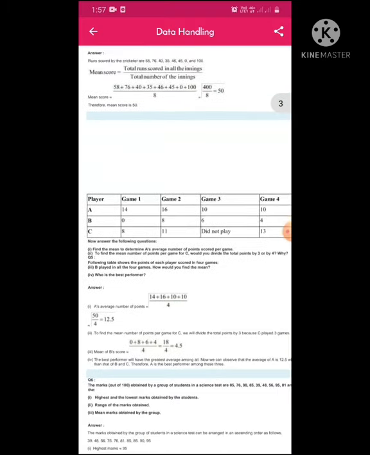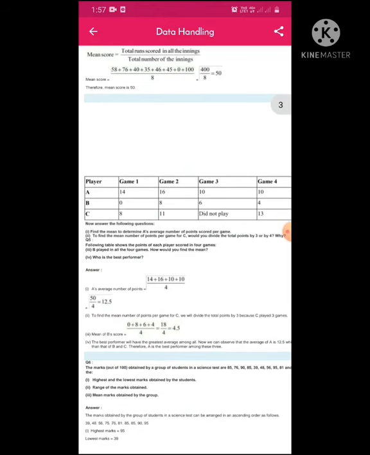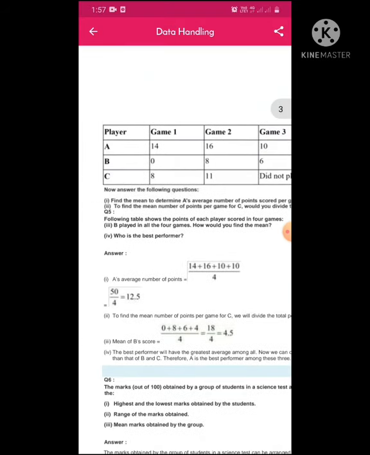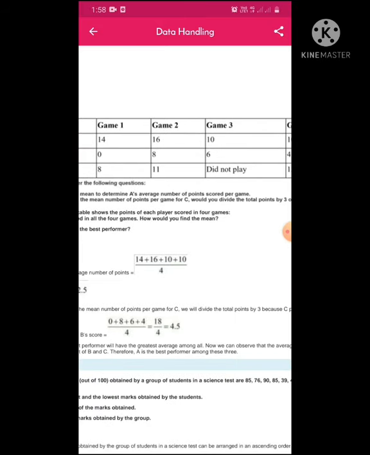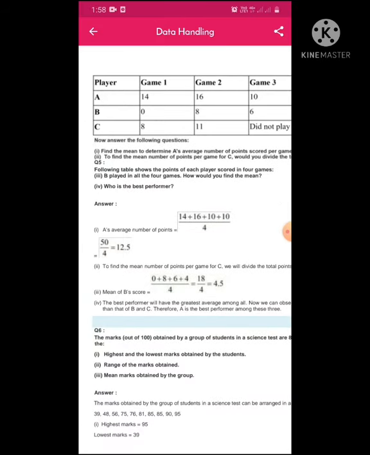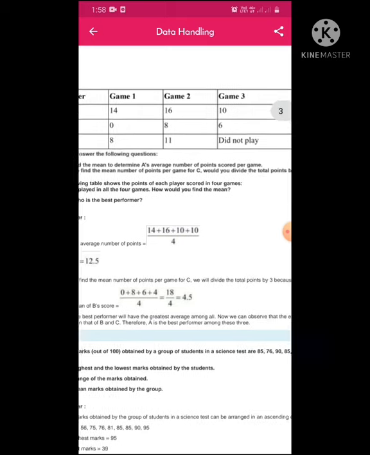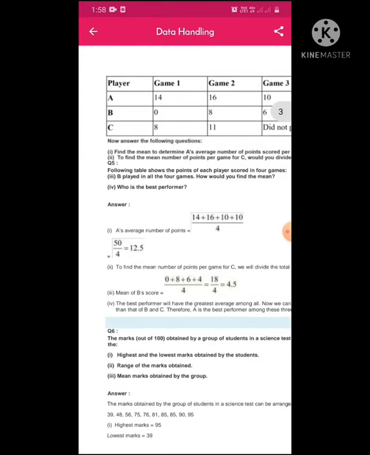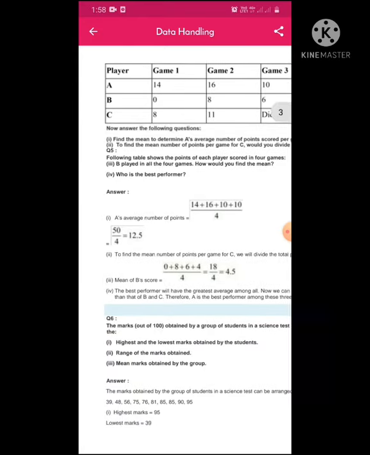Understood? Yes. Now see here, there are 4 players. Find the mean. Some scores are given. In the game they have scored the following runs. Find the mean to determine the average number of points scored per game. Means in one game, how many they have scored, and to find the mean number of points per game, you would divide the total points. This you have to do by yourself. I am not going to do this.